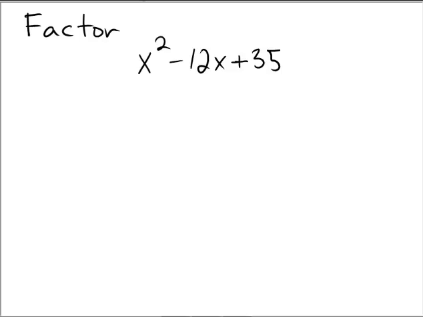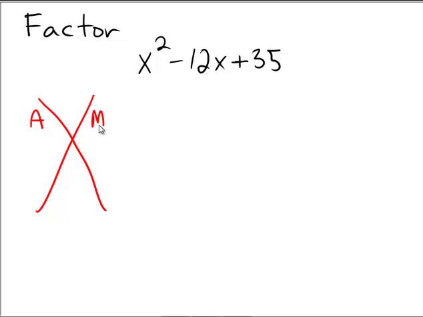Hello. Now we are going to try to factor some quadratic expressions. This expression is x squared minus 12x plus 35. I'm going to show you a way that one of my students taught me how to do this, which is very interesting. So start off by making a large X, and inside of that X put the letters A and M.